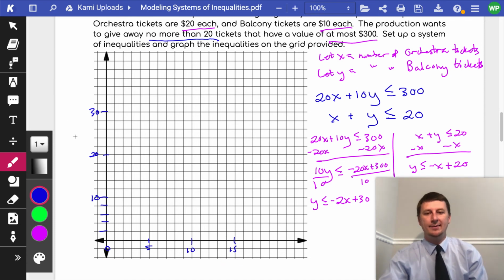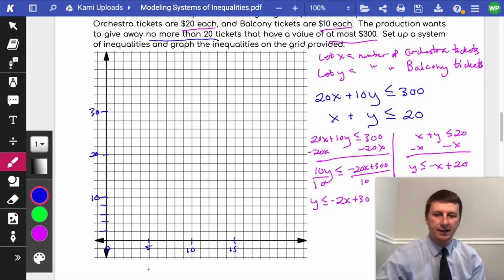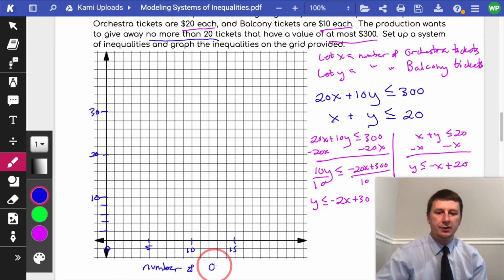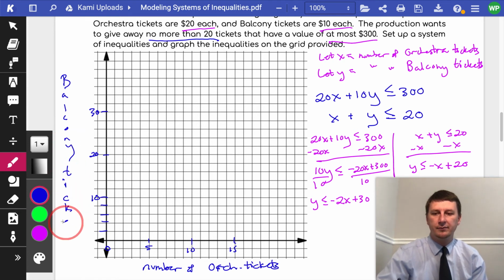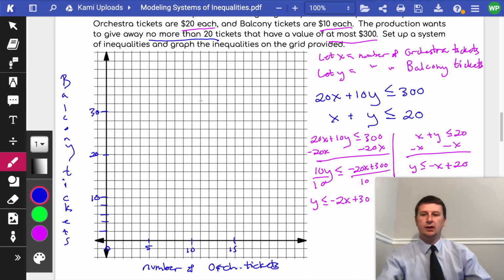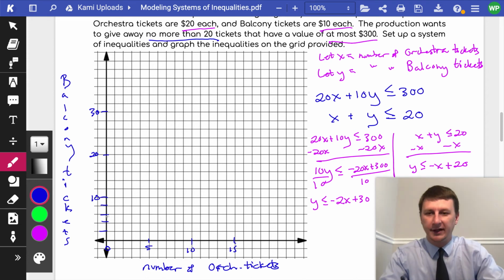And again, we want to label these axes because this is a real life problem. We know that x is the number of orchestra tickets. And over here, we're going to have the number of balcony tickets. So go ahead and label your axes as well. Probably much neater than right there.